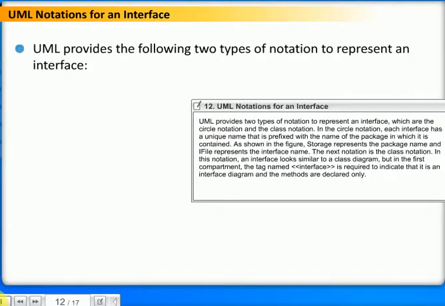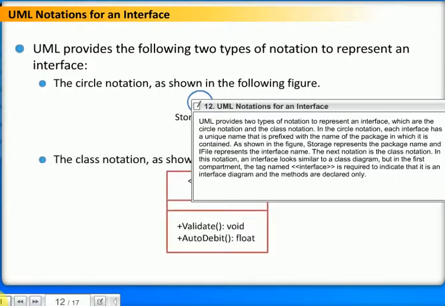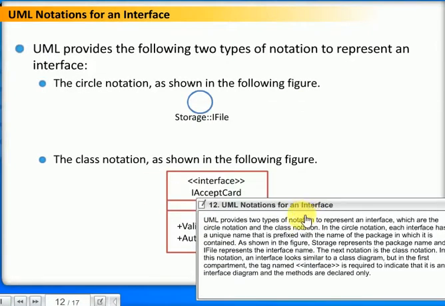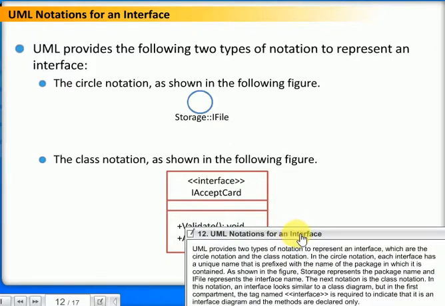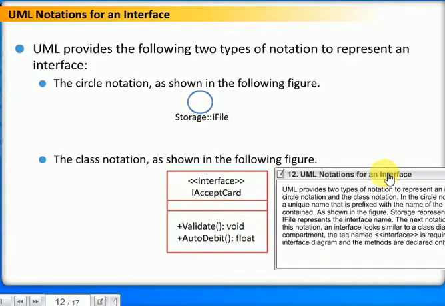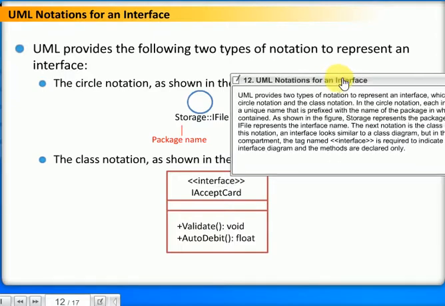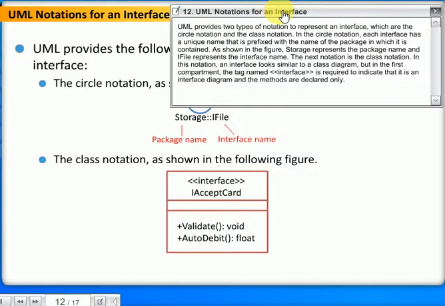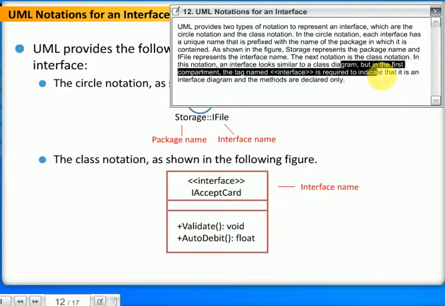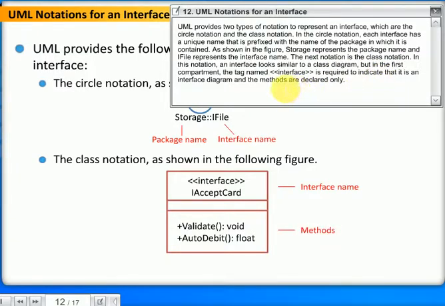UML provides two types of notation to represent an interface, which are the circle notation and the class notation. In the circle notation, each interface has a unique name that is prefixed with the name of the package in which it is contained. As shown in the figure, storage represents the package name, and ifile represents the interface name. The next notation is the class notation. In this notation, an interface looks similar to a class diagram, but in the first compartment, the tag named interface is required to indicate that it is an interface diagram, and the methods are declared only.